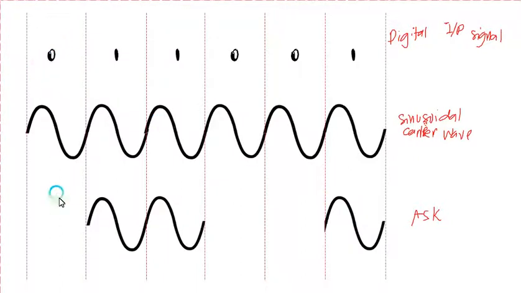Take note, if the input is zero, there is no output signal. And we transmit our sinusoidal carrier only if the digital input signal is 1. So take note, there is output only if the signal is 1.